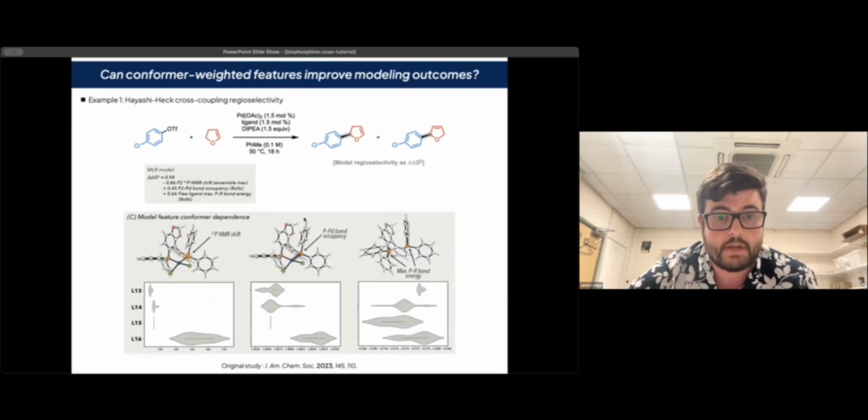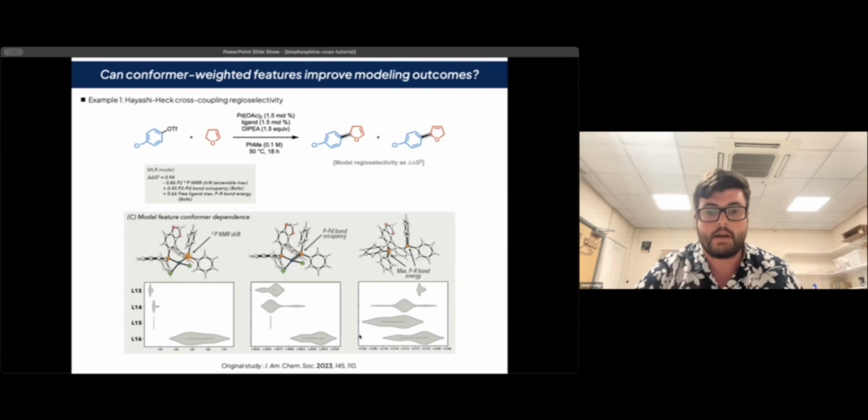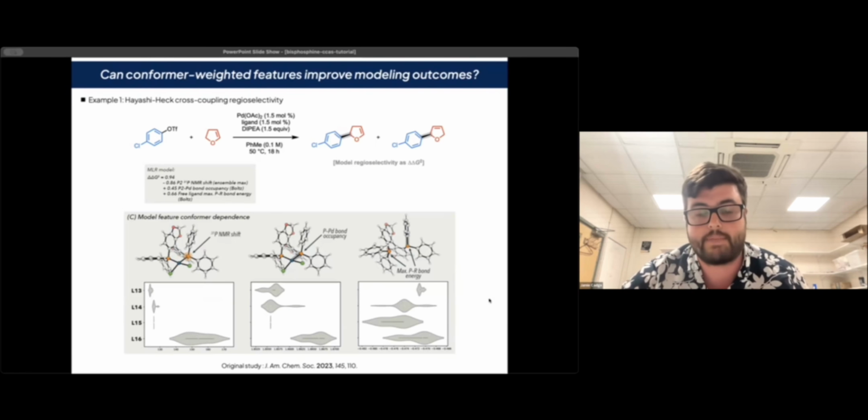And these are the features. It doesn't really matter what the features are for this, but essentially we have three electronic terms, and these violin plots in the bottom here for four ligands. You can see that some of them have a pretty wide spread of feature values based on their ensemble, and some of them have different. So we are reading out that there's definitely some conformational flexibility that we're putting into our modeling information here.